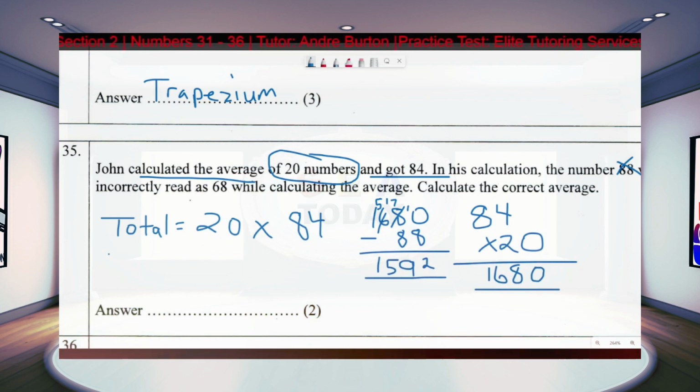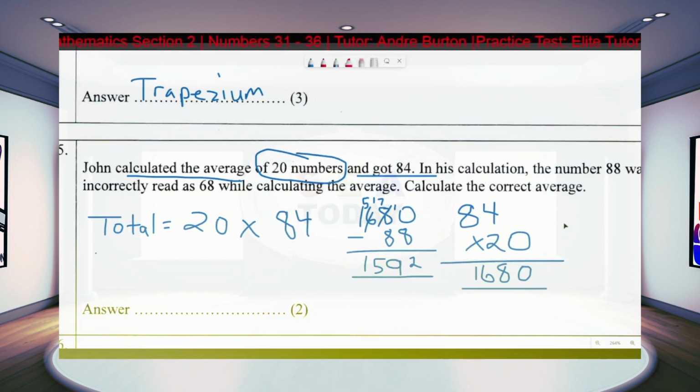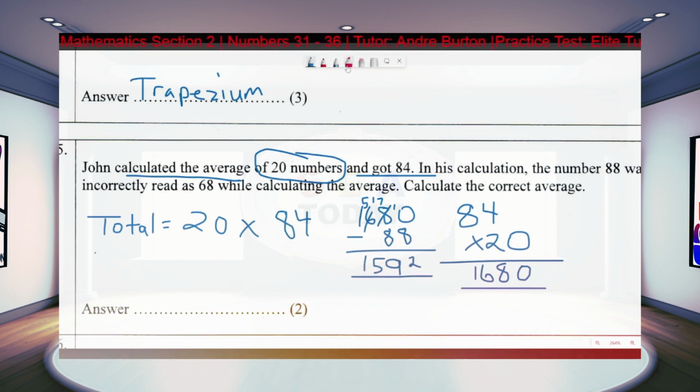Oh, no, that's my bad. I'm supposed to take out 68 because the number 68 was incorrectly read. My bad. So the number was supposed to be 88 and he read it as 68. So this is going to change. This happens, getting lost in the numbers a little bit. So we got 1680. And we're going to change our answer here.